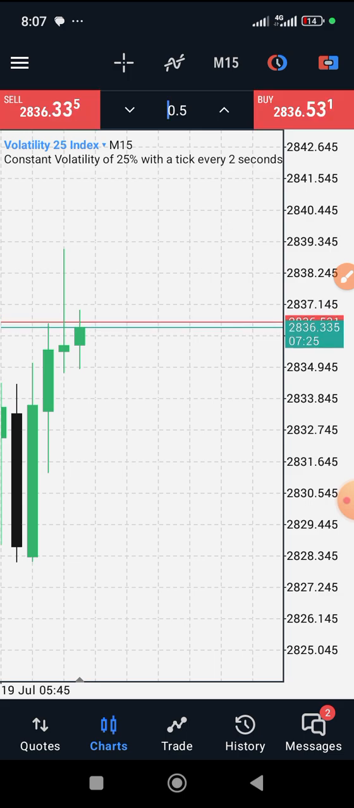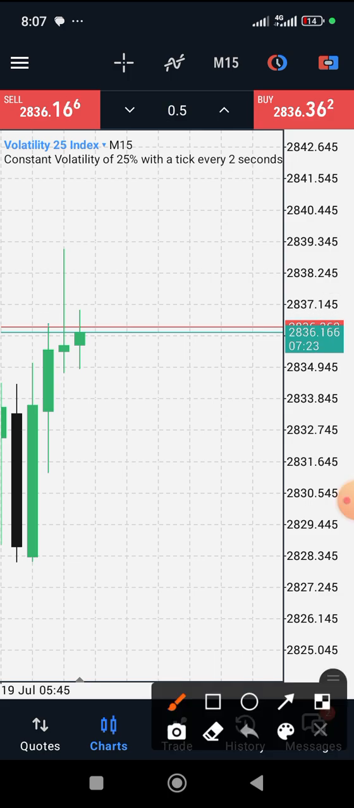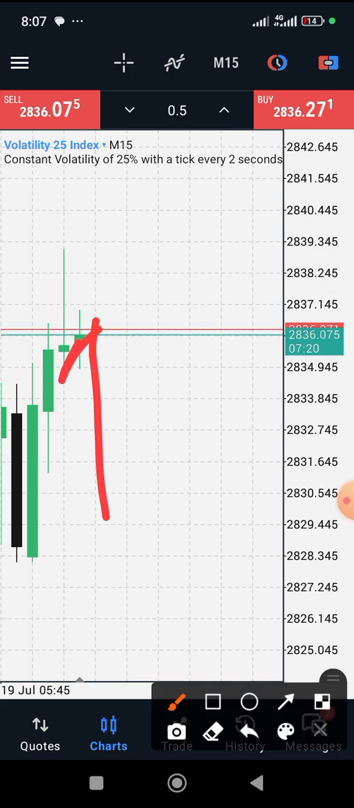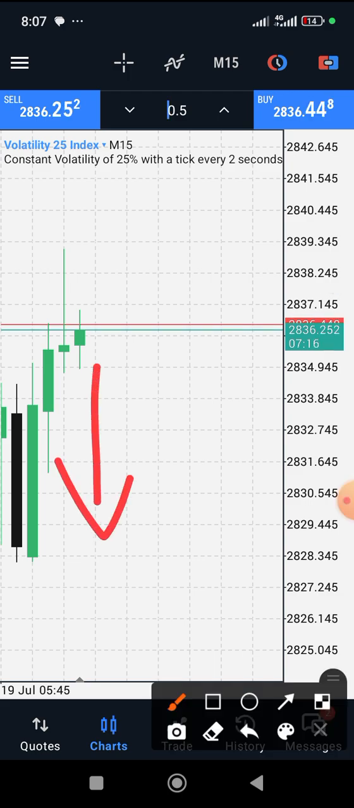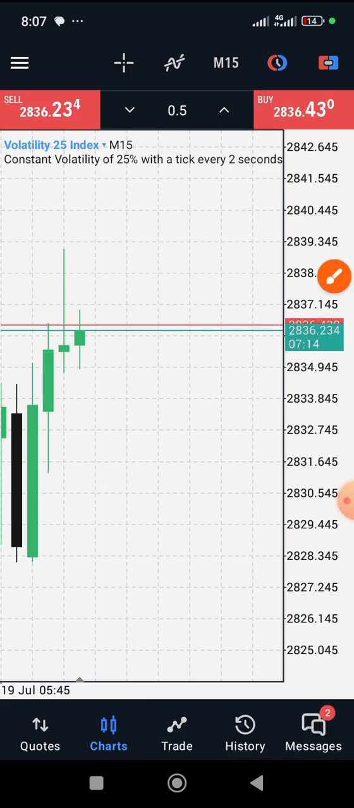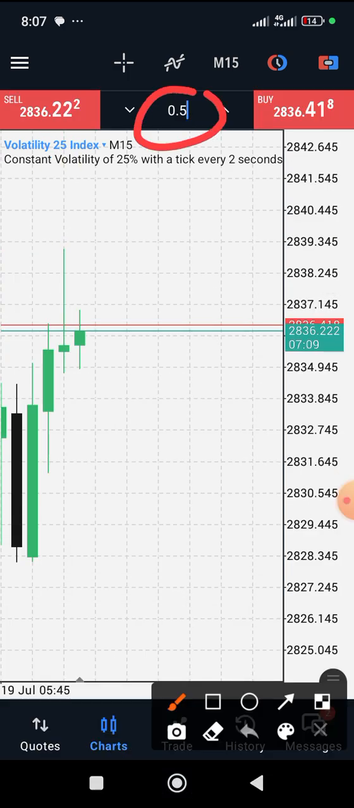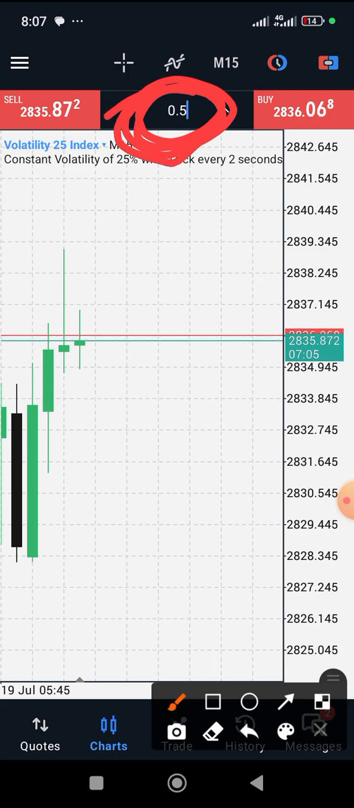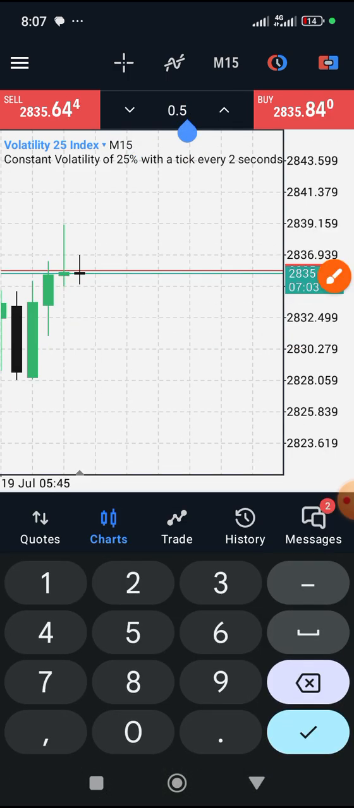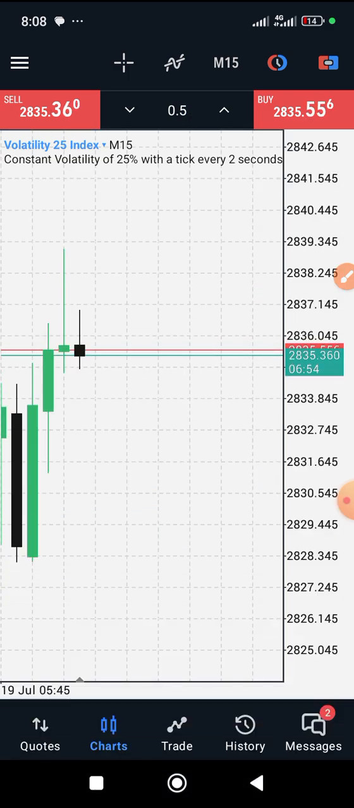All right. So at this point now, let me say the market will go downwards. So let me use 0.5 lot size. This center button, this center space you see here, is lot size. You can change it to whatever lot size you want to make use of: 1 lot size, 2 lot size, 3 lot size, your choice. But I think the lowest lot size for this particular asset is 0.5.